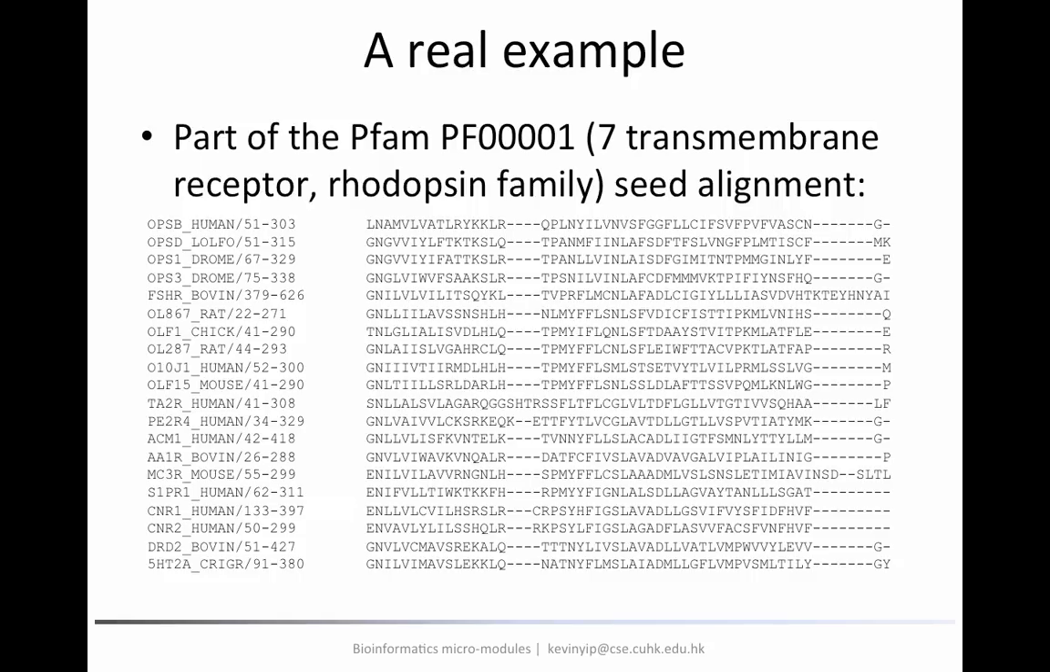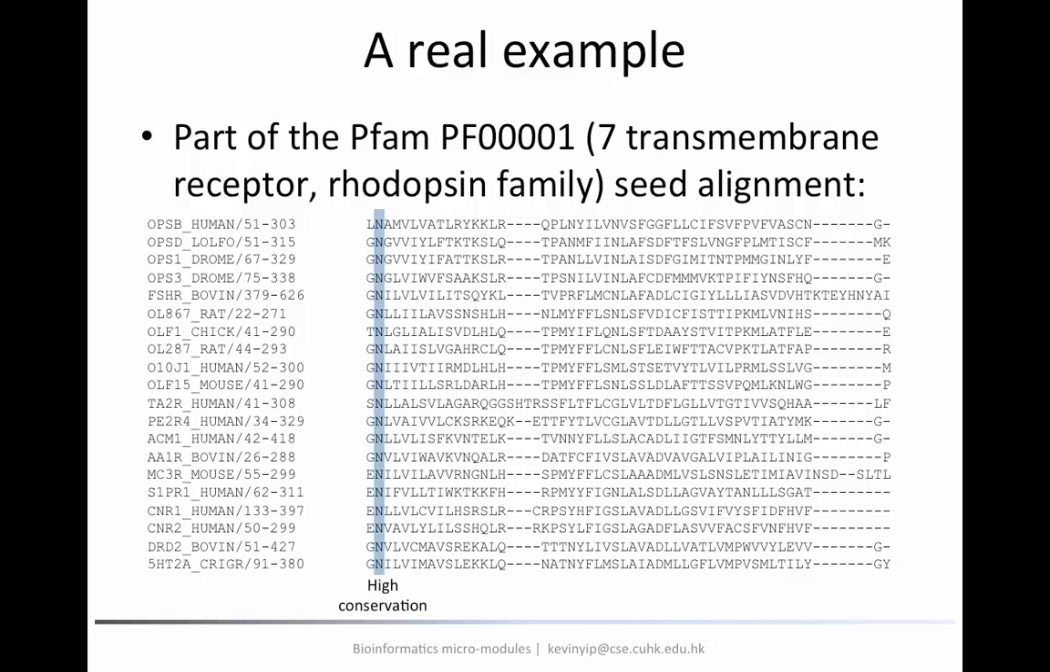Finally, let me show you a real example. This is an alignment that I took from a database called PFAM, protein family. So this is from the family PF00001, which is for 7 transmembrane receptor of the rhodopsin family. I'm showing only part of the alignment. There are more positions and more sequences. But from this part of the alignment, we can already see some interesting things.